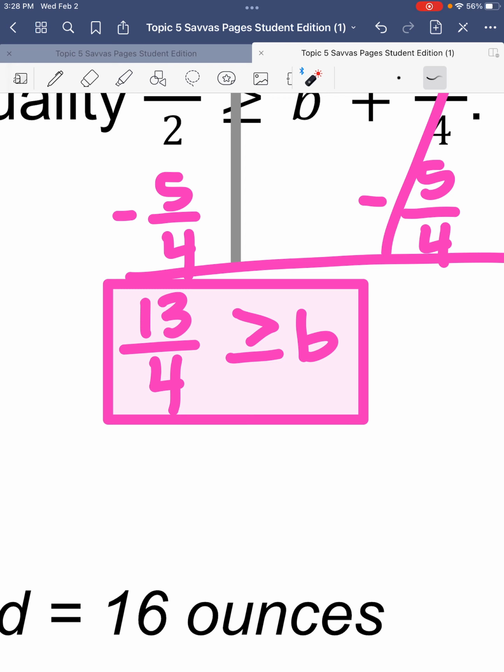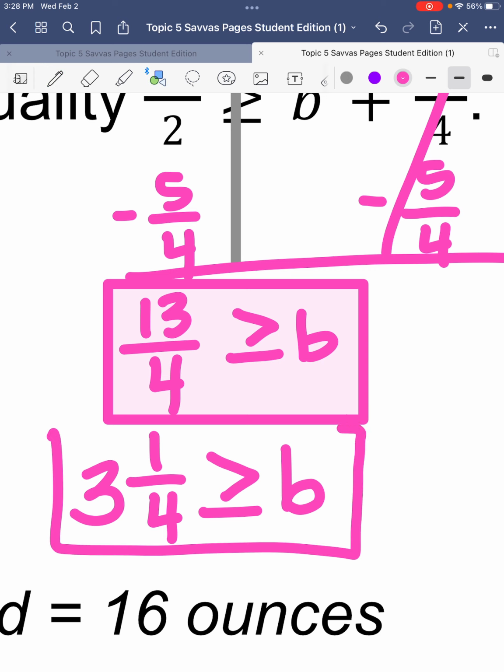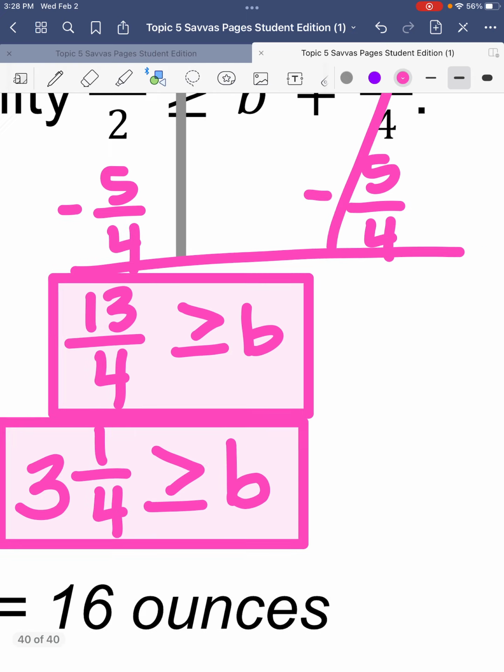Okay, so I know it goes in 3 times, and there's 1 left over, so 3 1/4 is greater than or equal to b. That would also be a very acceptable solution because these are equivalent answers. They are the same answer. They mean the same thing. I could always change it to a decimal. 3.25 would also work.